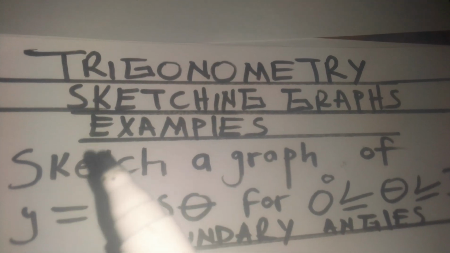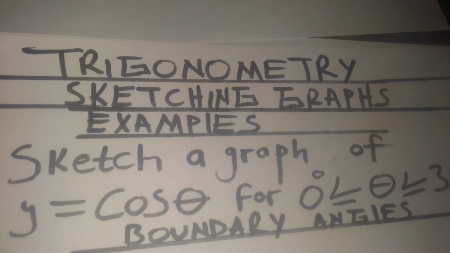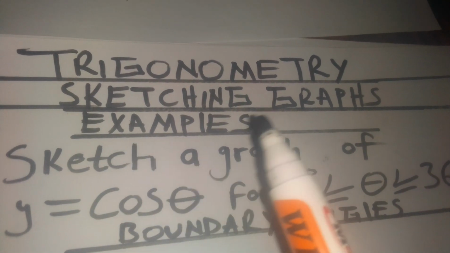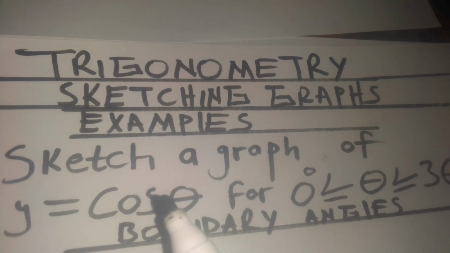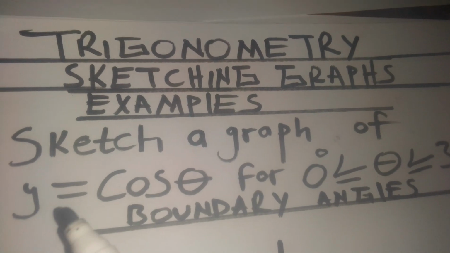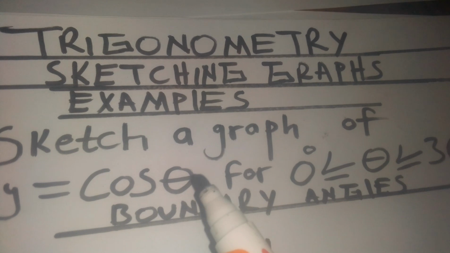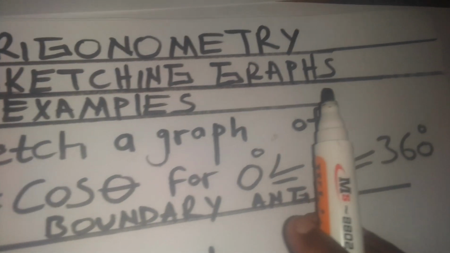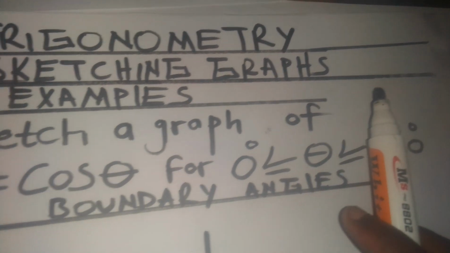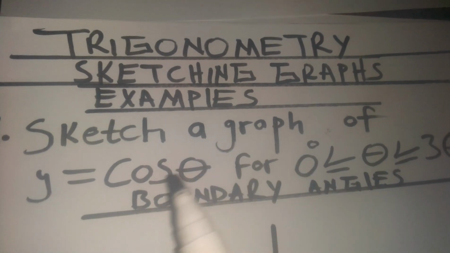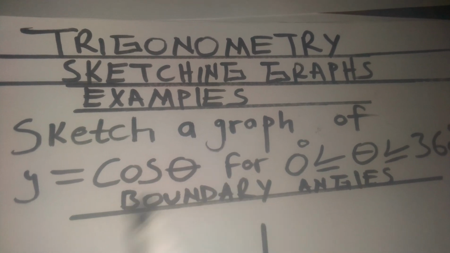In this lesson, we look at trigonometry. The first part that we'll consider is sketching graphs. Examples: sketch a graph of y equals cos theta, where this symbol is theta, for 0 degrees less than or equal to theta less than or equal to 360. In other words, we just want to sketch a graph of y equals cos theta.